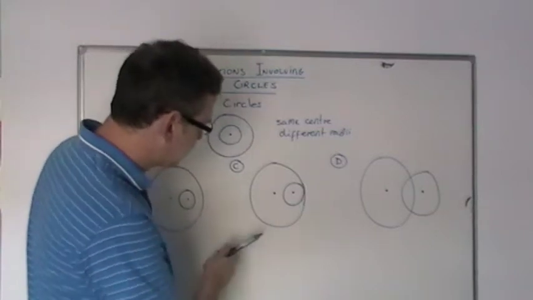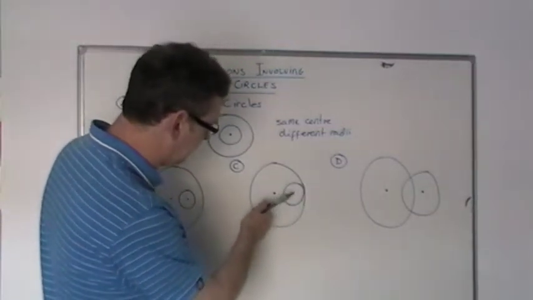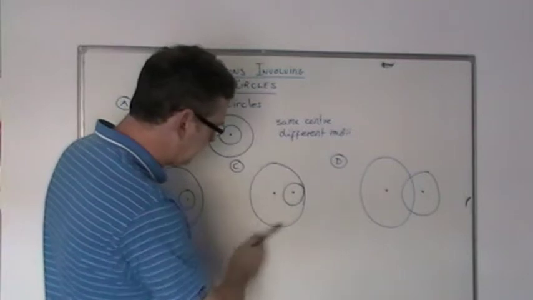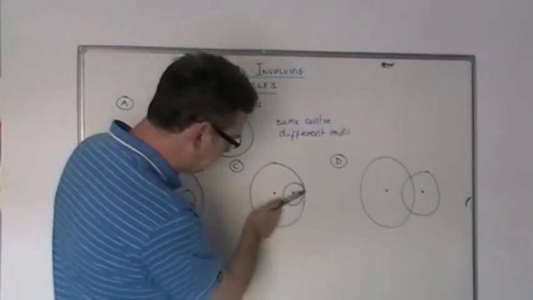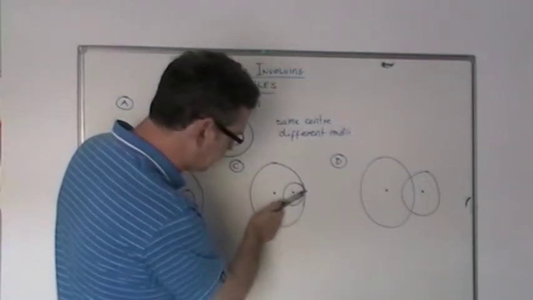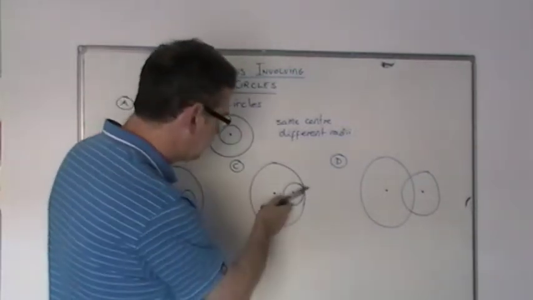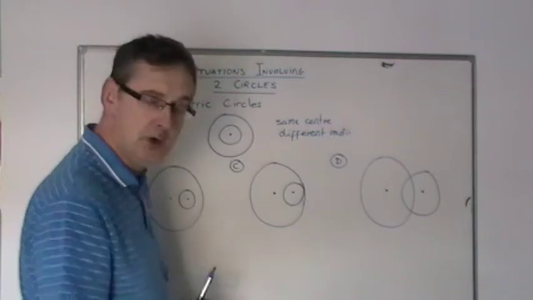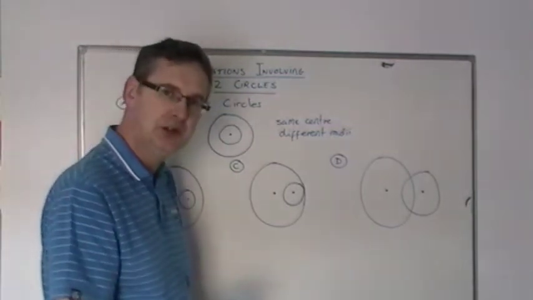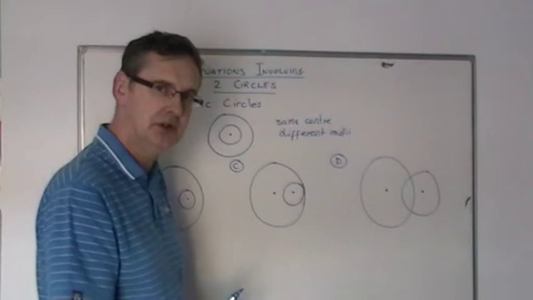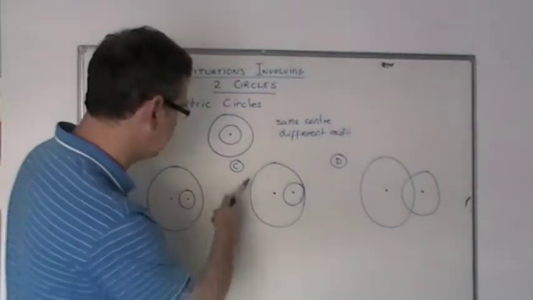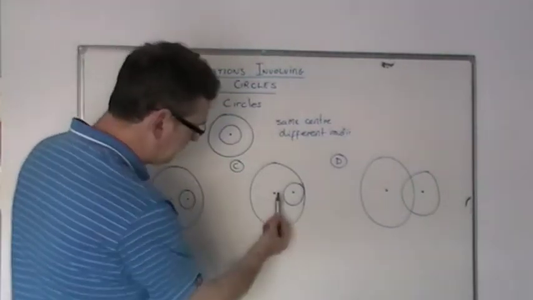Type C is a situation whereby we have got one circle contained within the other, but this time the circle touches at one point there. Okay, that is a situation where we've got one internal intersection point between the two circles. Okay, that's situation C.